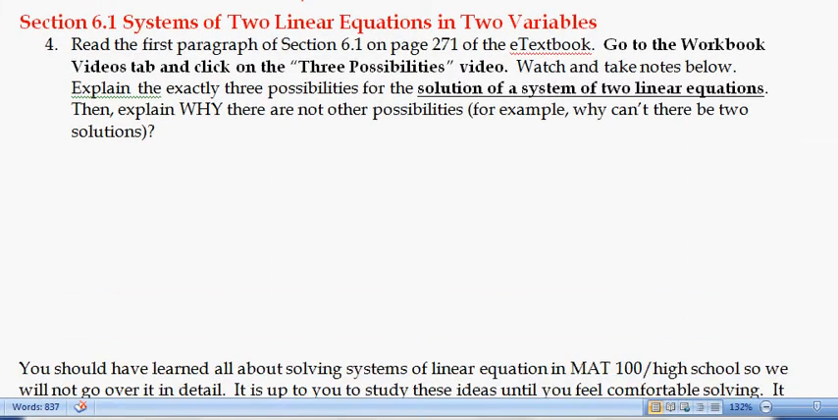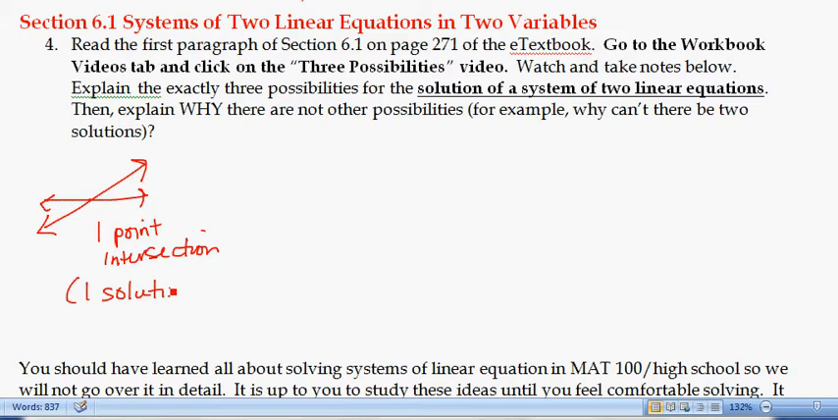So now after you read page 271, hopefully you saw that there's really three possibilities for systems of two linear equations with two variables, right? We are eventually going to see more than two, but if we just have two lines, so here's a line, whatever it looks like, they either could intersect at one point, okay? And so that's the one solution.